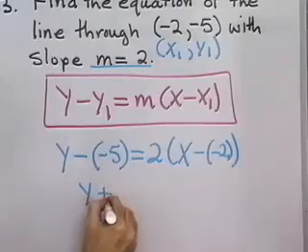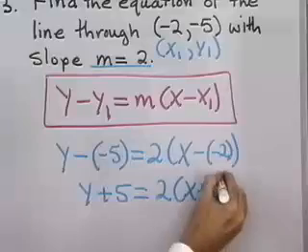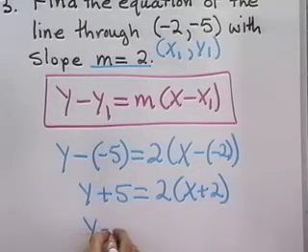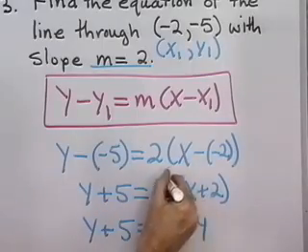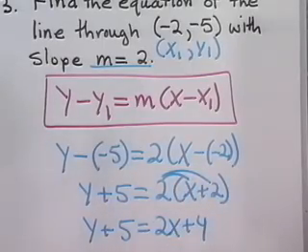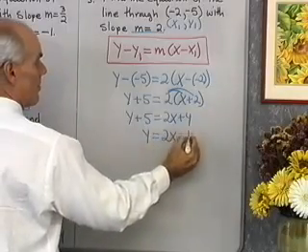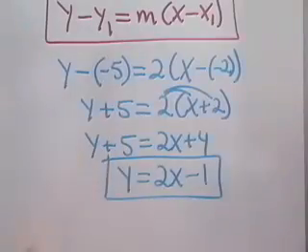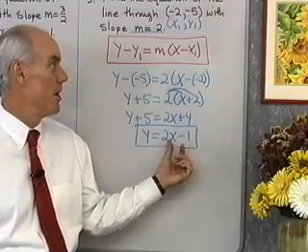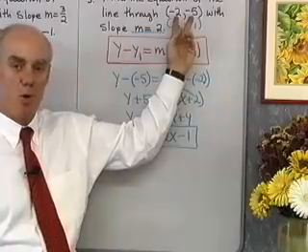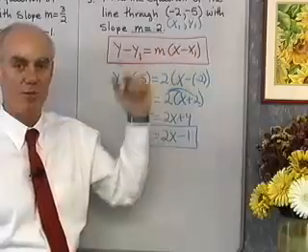This comes out to be y plus 5 is equal to 2 times x plus 2. So I end up with y plus 5 is equal to 2x plus 4 when I multiply this out. Now I'll just add -5 to both sides. y is equal to 2x minus 1 when I add -5 to both sides. So there's the equation of this line. I put the line in slope-intercept form. I can find the equation of a line if I'm given a point on the line and the slope of the line by using this point-slope form of the equation of a line.